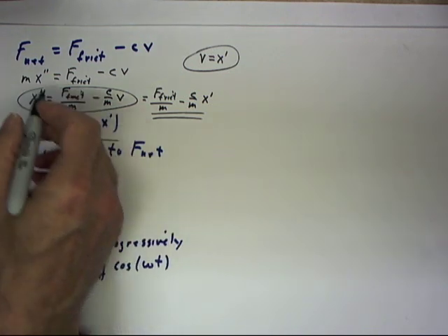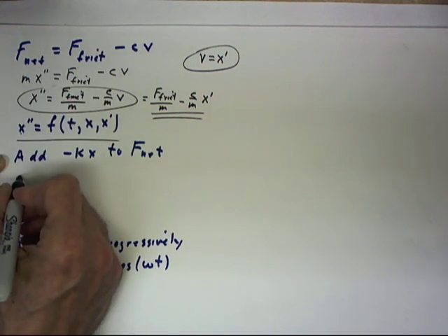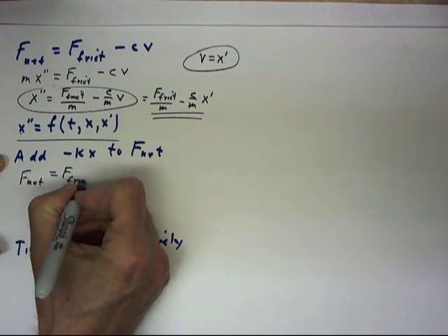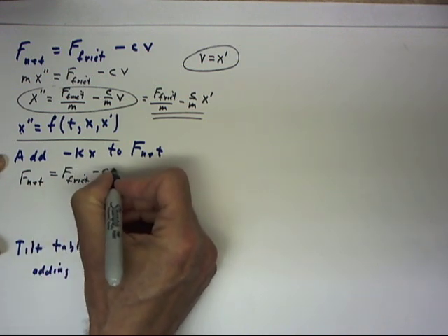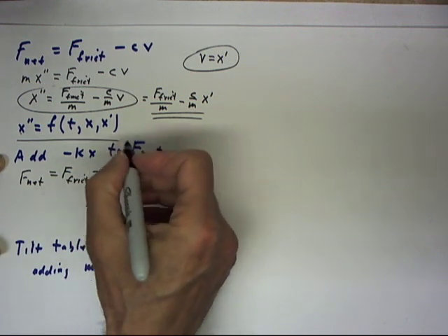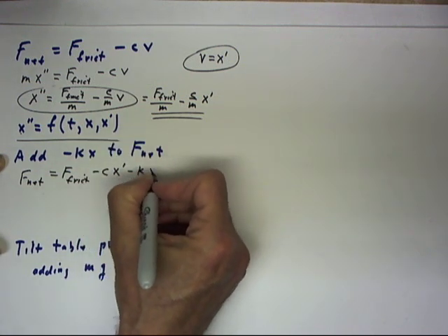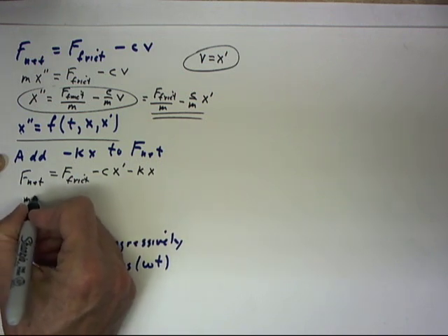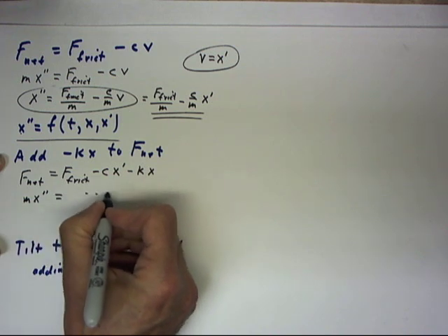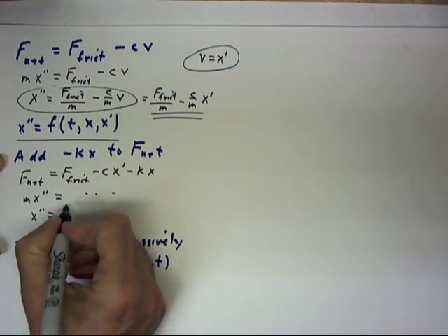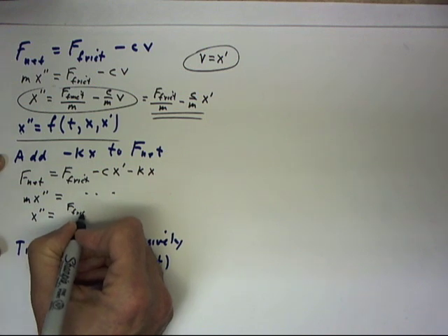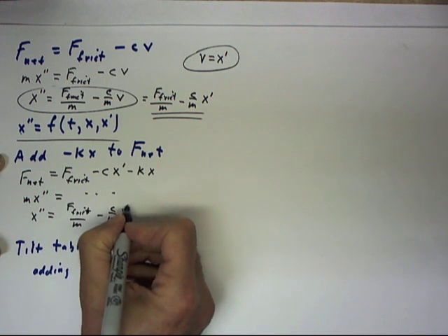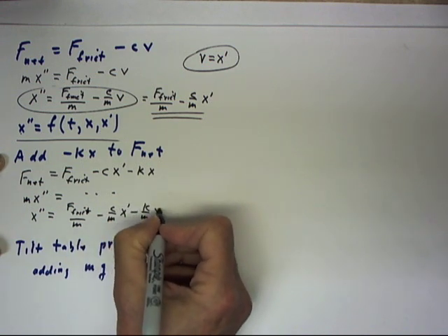if we add negative kx to our net force, we get the equation F net equals force of friction minus CV, and I'm going to call that C x prime now, and minus Kx. So we can write this as mx double prime equals all this, so that x double prime equals force of friction over mass minus c over m x prime minus k over m x.